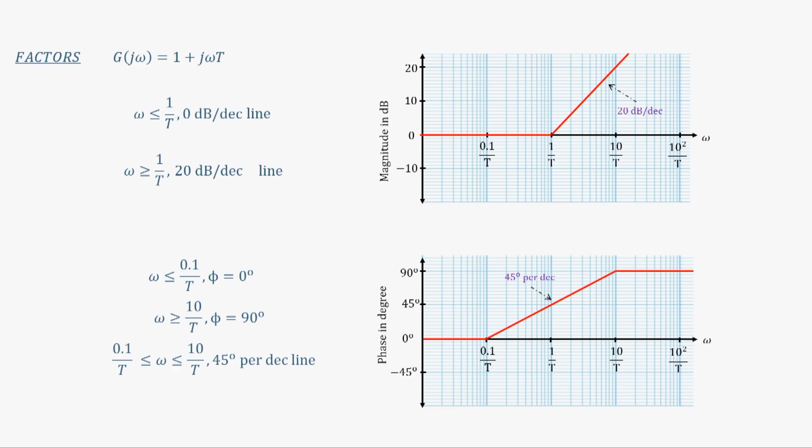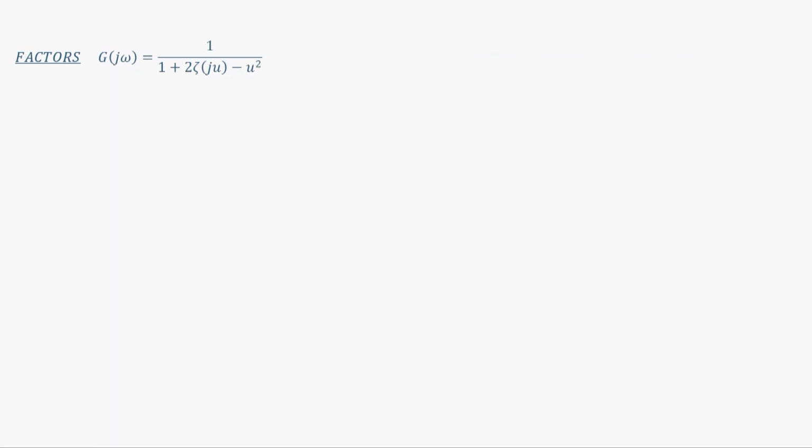And for the phase, instead of it going from along this direction to minus 90 degree, now it will go up to plus 90 degree. This will be a plus 45 degree per decade line, because zeros and poles are basically sign change operations only as far as magnitude and phase is concerned.